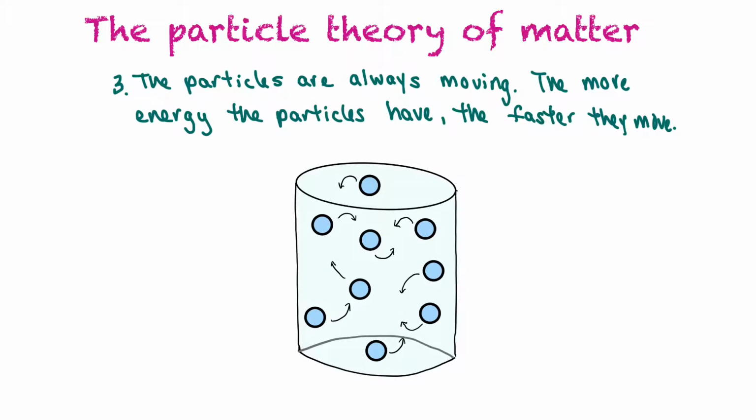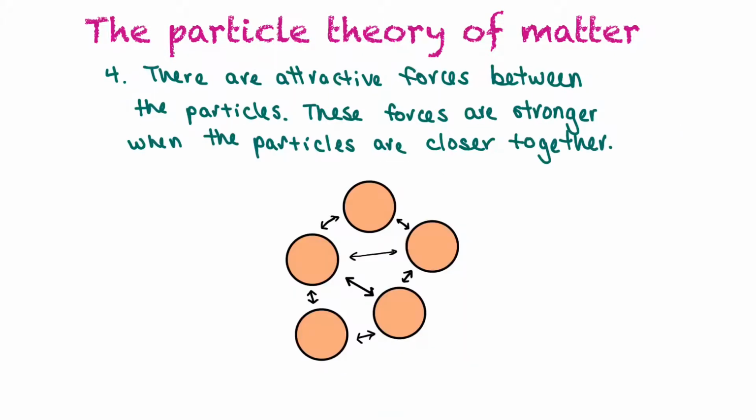The third point in the particle theory of matter is that the particles are always in motion, so they're always moving. And the more energy the particles have, the faster they move. So if you increase the heat, the particles will start moving faster because they have more energy. So they'll be zipping around all over the place and then possibly bumping into each other and causing reactions. We'll talk more about that a little bit later as well. So the particles are always in motion.